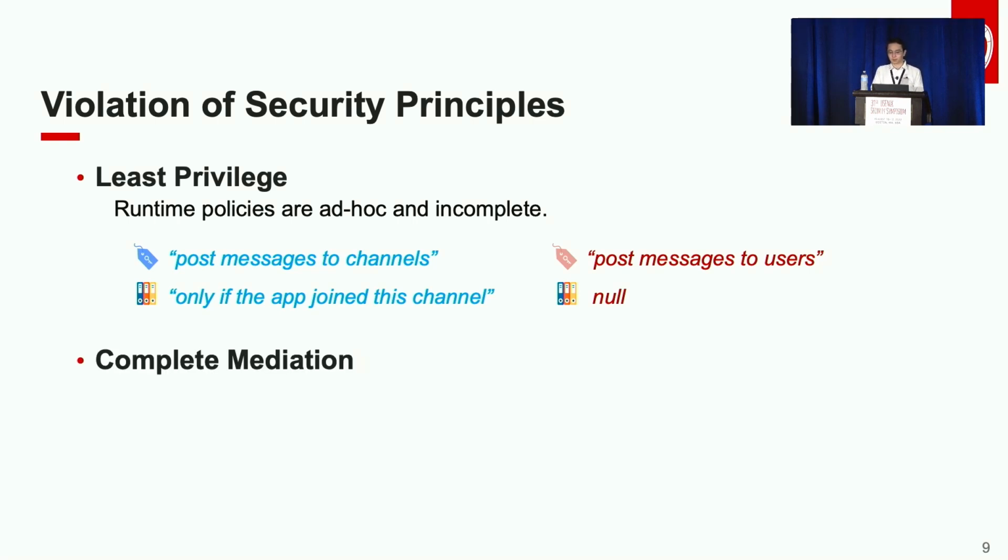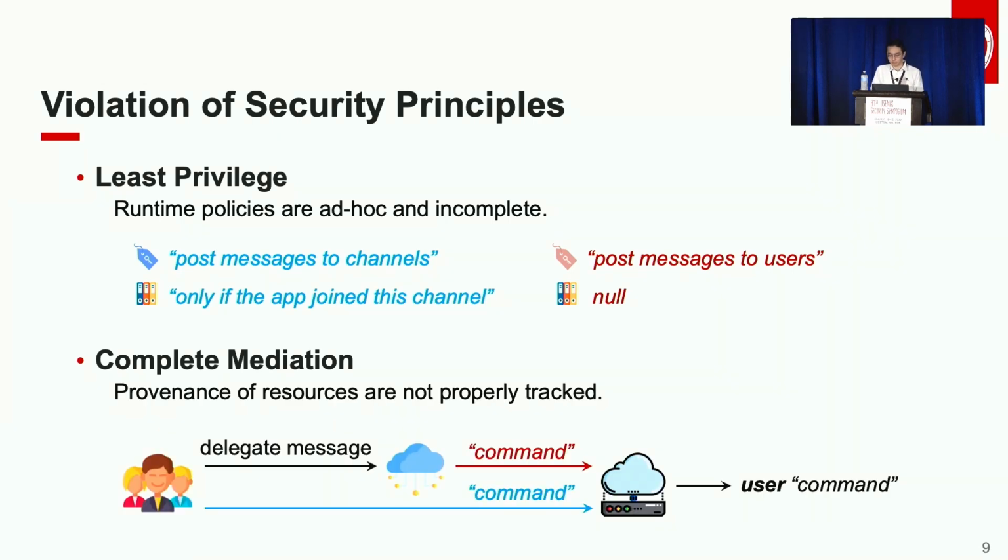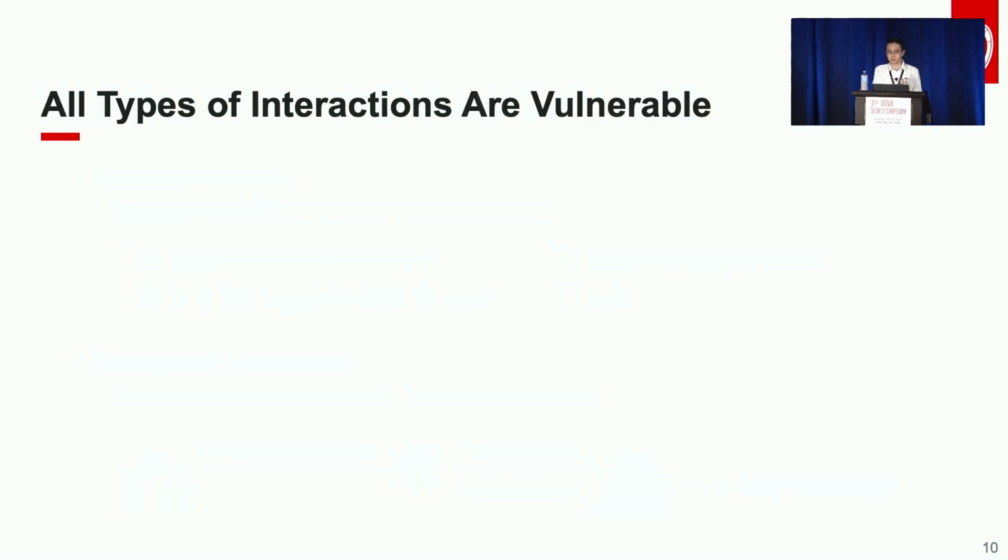And second, it violates the complete mediation. That is, both platforms did not properly track provenance of resources. For example, in some use cases, the user might want apps to post messages using their identity, but the platform did not track if those messages were actually posted by a real user or a delegated app. So based on these two security principles, we continued our analysis and found that all three types of interactions among users and apps are actually vulnerable.